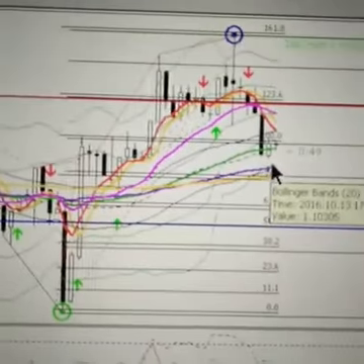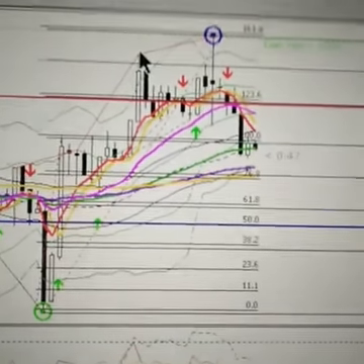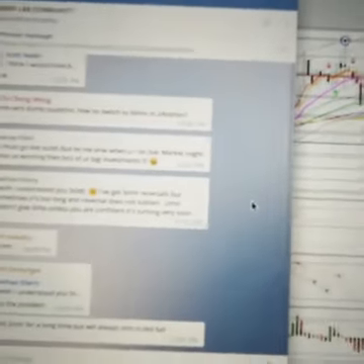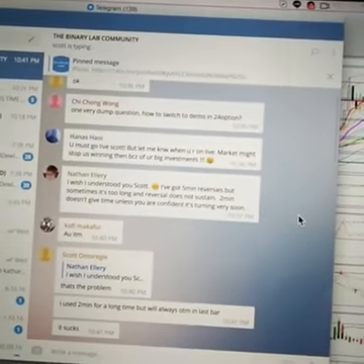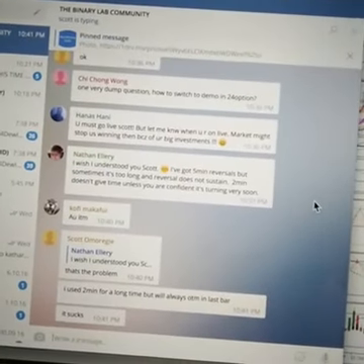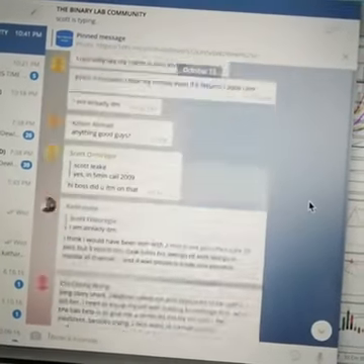Earlier on, I did see a couple of my people in the Binary Lab Traders Chat, and Traders Chat is this one right here. There were some people talking about the trade. This is something that all the members of the Binary Lab get to be in, where they can discuss trade setups and anything pertaining to trading.